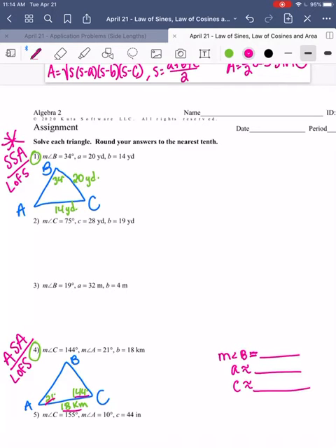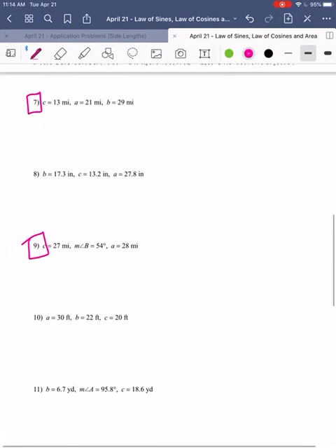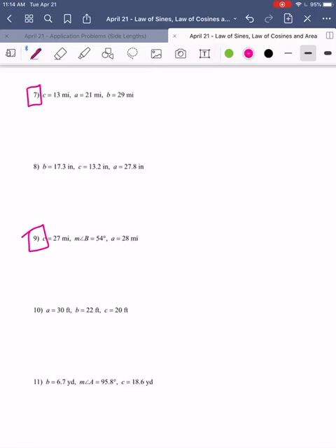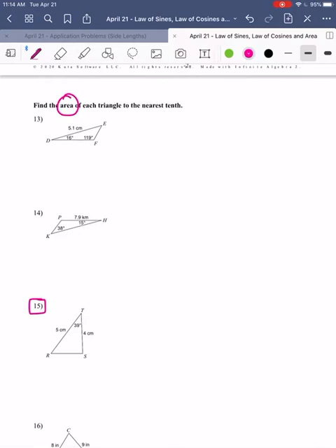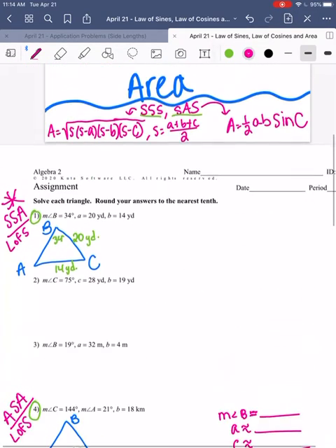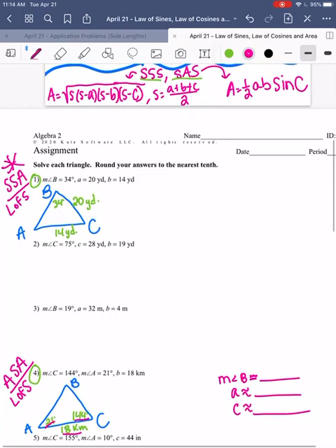All right. So then you're going to try 7 and 9 similarly. Ask yourself if it's law of sines or law of cosines. And then number 15 is finding the area. Okay? All right, let's actually do number 1, though, to refresh your memory on that ambiguous case.